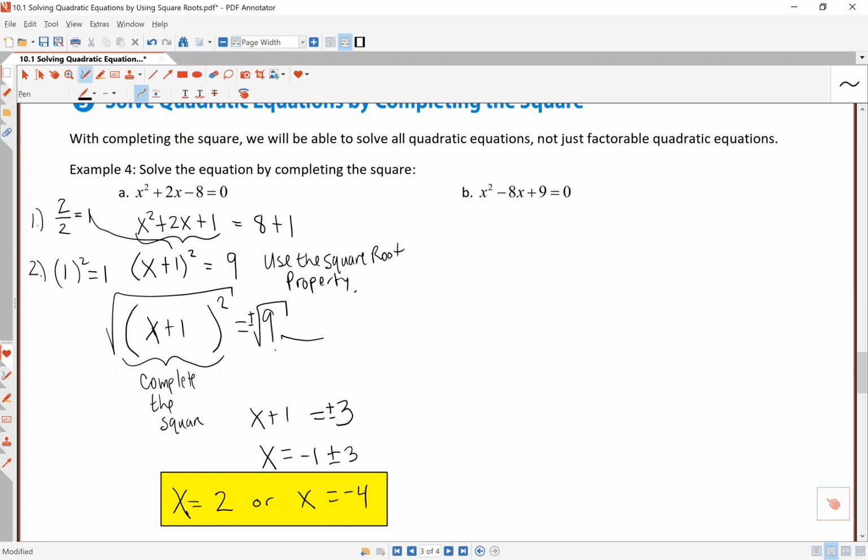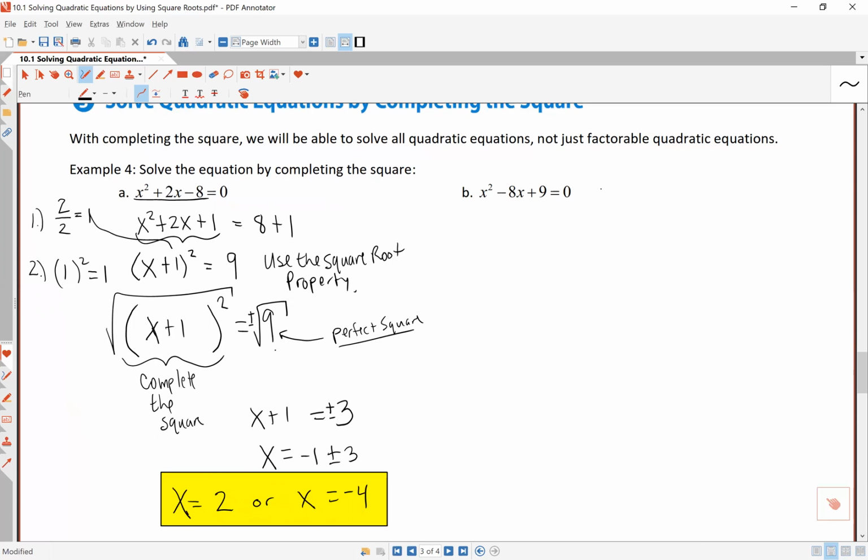When you get a nice perfect square underneath that radical, that means that this was factorable, x plus 4, x minus 2. When you don't have a perfect square, then it meant that the original polynomial was not factorable.